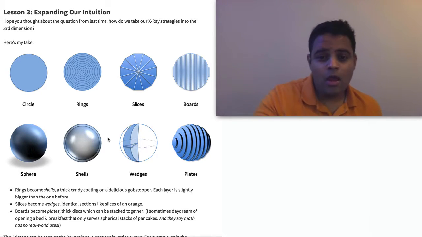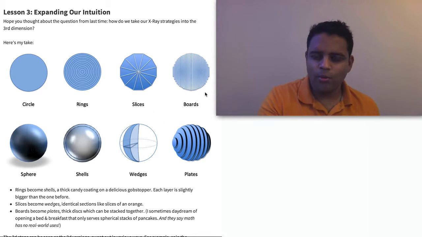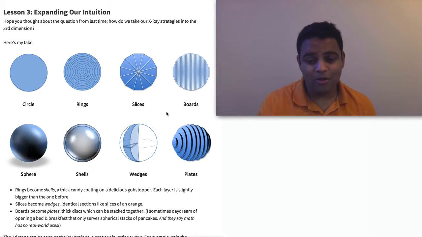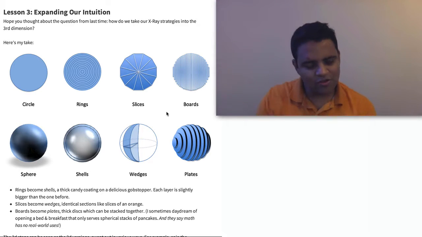And lastly, our boards become plates. What's interesting here is boards looked complicated in 2D because it's really robotic and it seems a lot more complex, this up and down pattern compared to the other two. But plates actually look pretty simple in 3D. You can imagine a stack of pancakes or maybe some barbells where you have a small disc and it grows and it shrinks again.